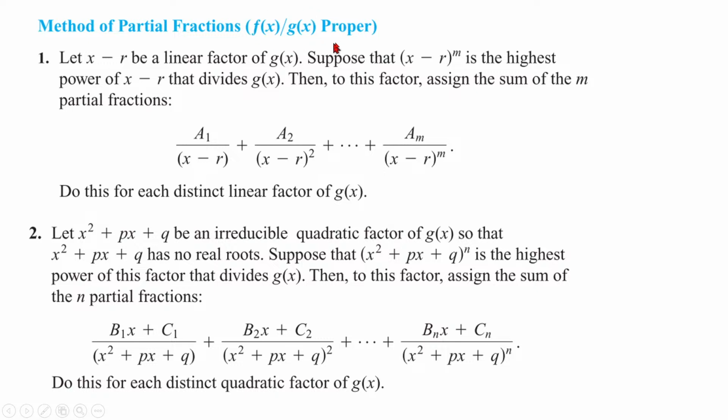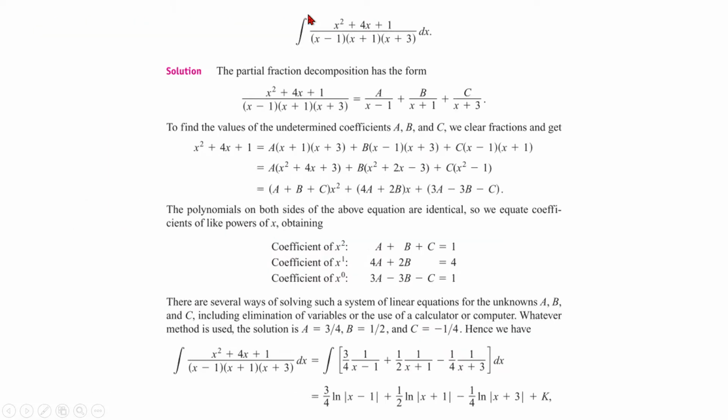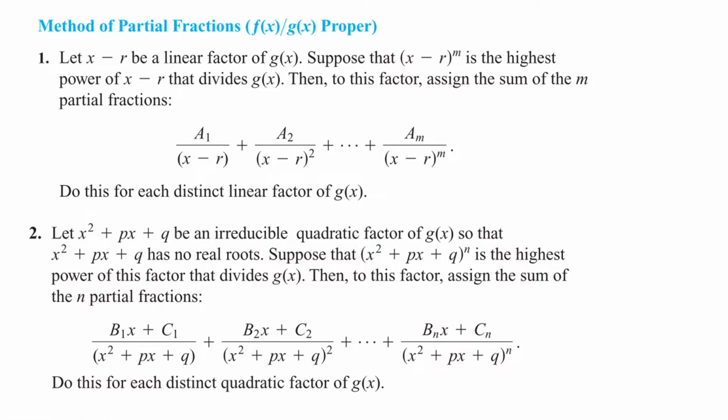At the same time, this is a proper polynomial. What does that mean? The degree of f, that is the highest power of f, is lesser than the highest power of g. See here, the degree is 2 here. Here, if you multiply, it will become 3. Agree, Emma? So the degree of f is lesser than the degree of g.